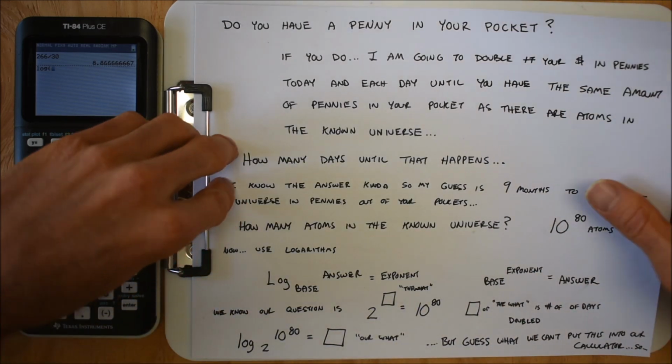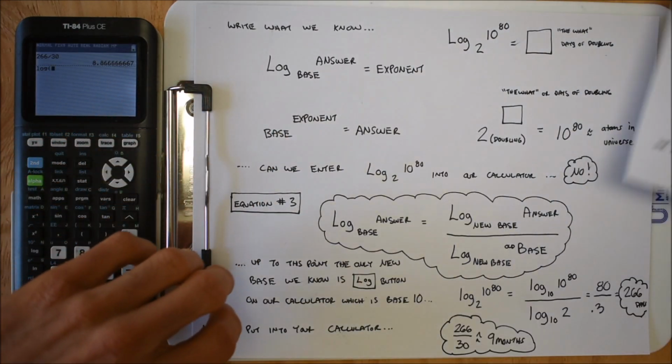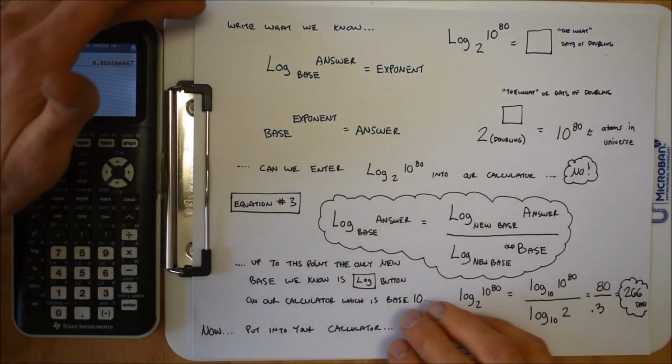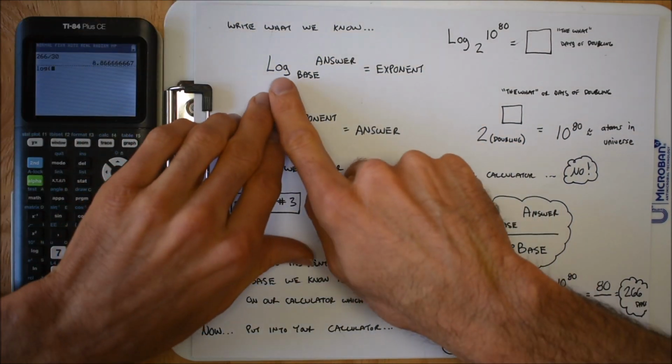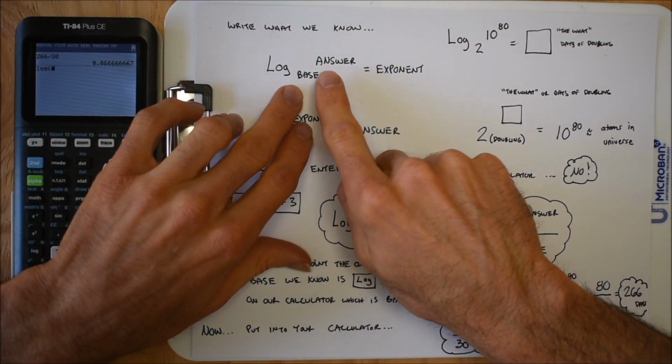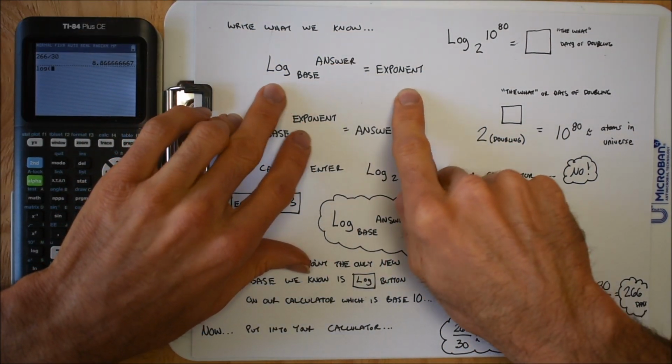So here we go. We only got one more page and then we're done. Okay, check it out. So we write what we know again. Log, base, answer is equal to exponent.